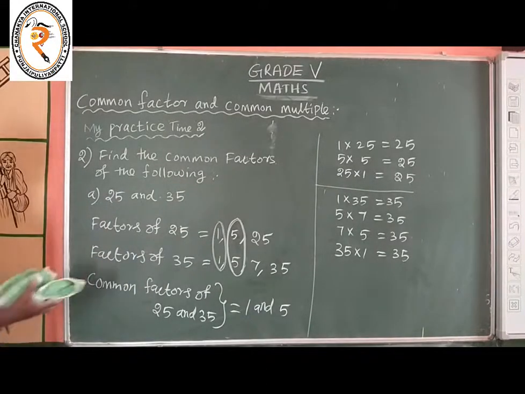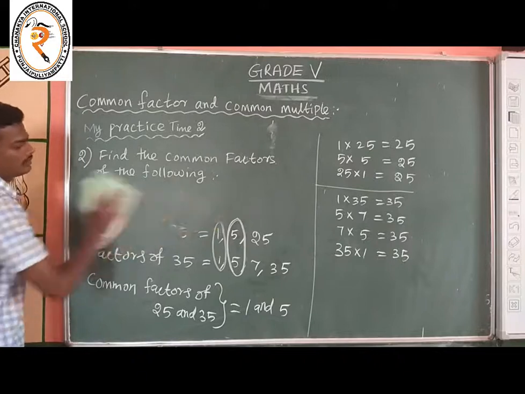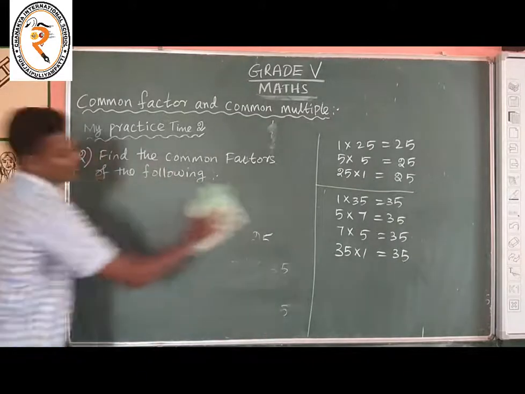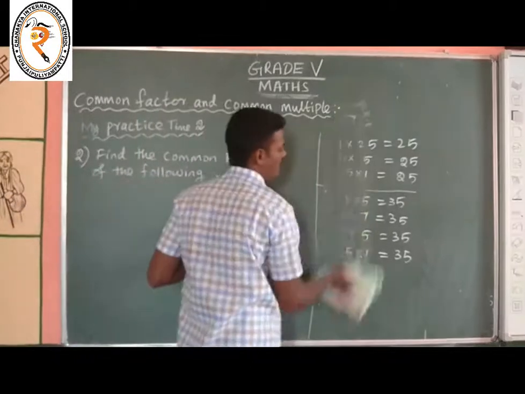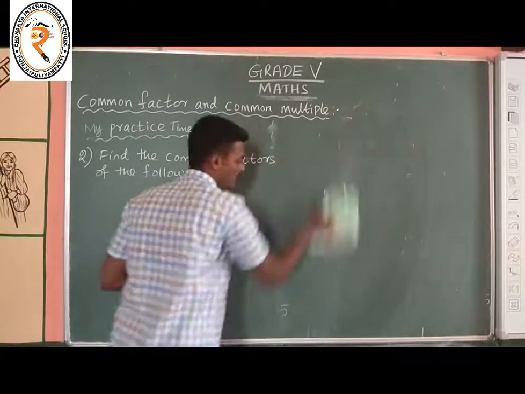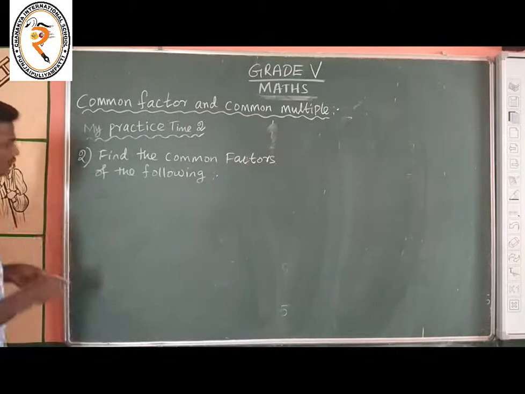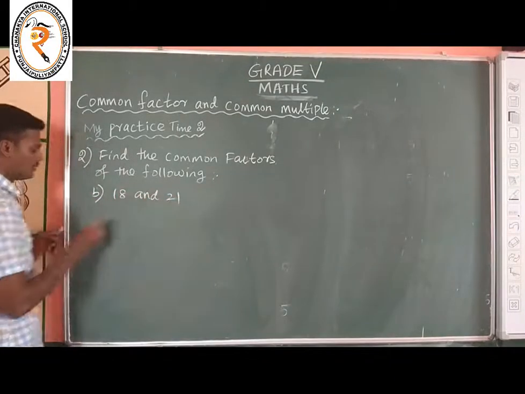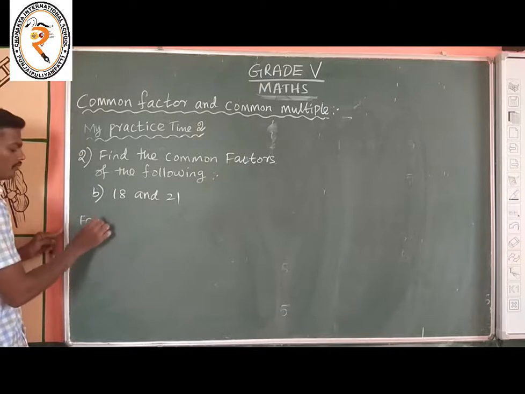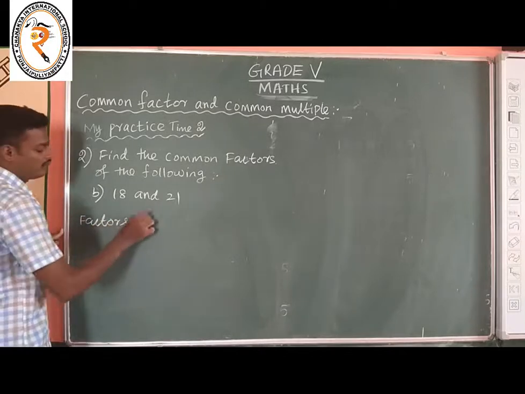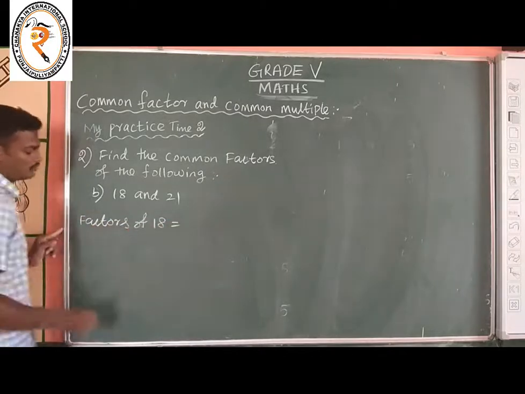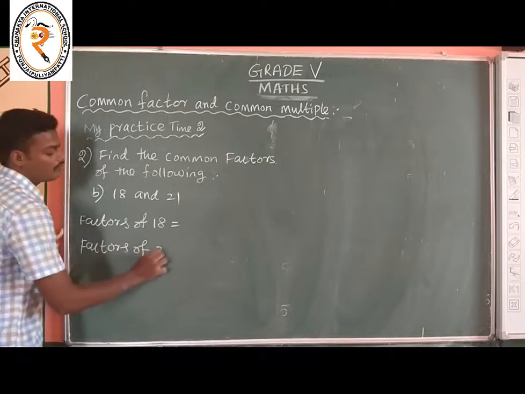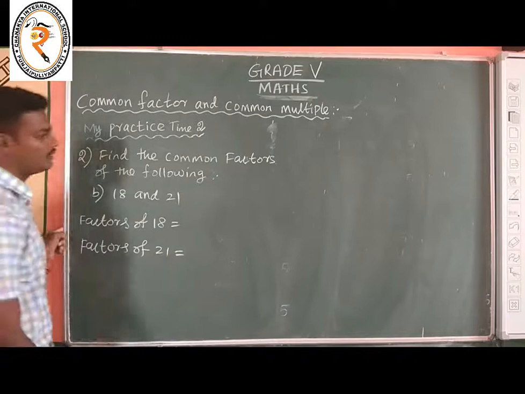Next sum, 18 and 21. Question B, 18 and 21. Factors of 18 is equal to, and factors of 21 is equal to.